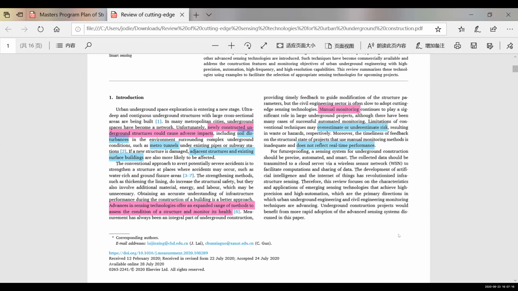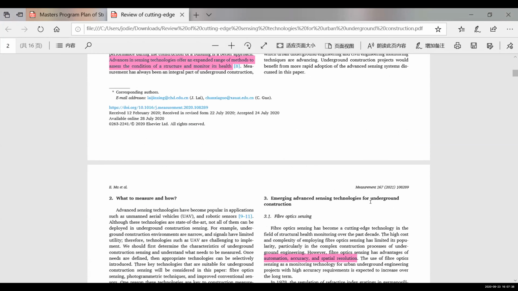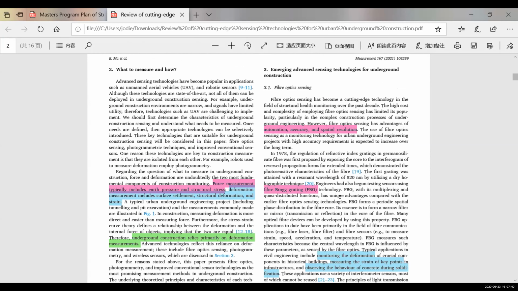So to prevent those damages, the advances in sensing technologies offer methods to assess the condition of a structure and monitor its health. The traditional manual monitoring could overestimate or underestimate the risk and does not reflect the real-time performance. So what to measure and how?